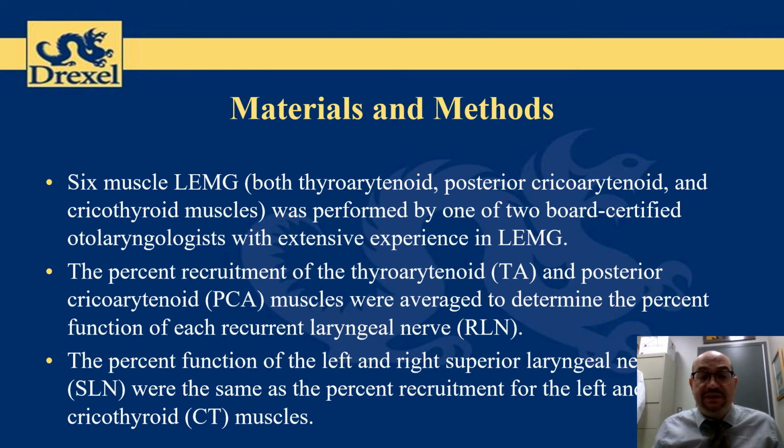6 muscles laryngeal EMG was performed by one of 2 board-certified otolaryngologists with extensive experience in laryngeal EMG. The percent recruitment of the TA and PCA muscles were averaged to determine the percent function of each recurrent laryngeal nerve. The percent function of the left and right superior laryngeal nerve were the same as the percent recruitment for the left and right CT muscles.